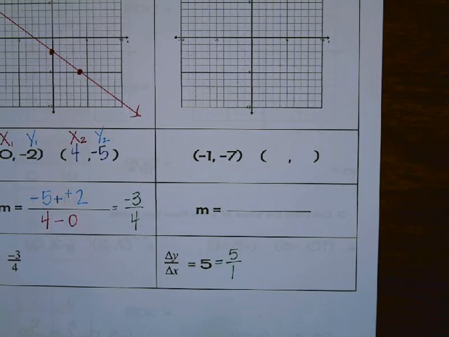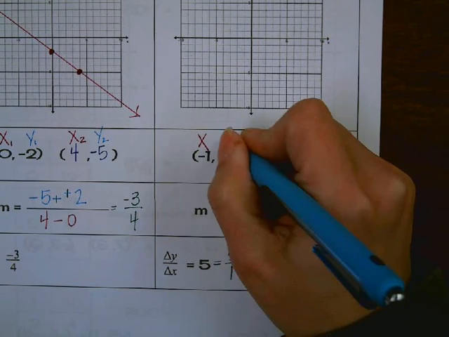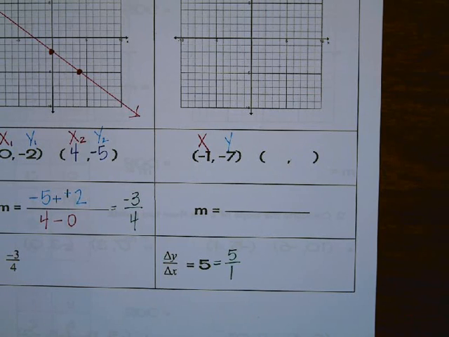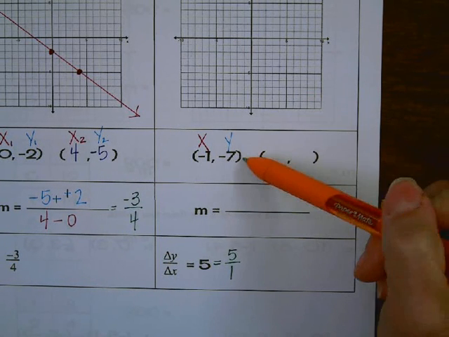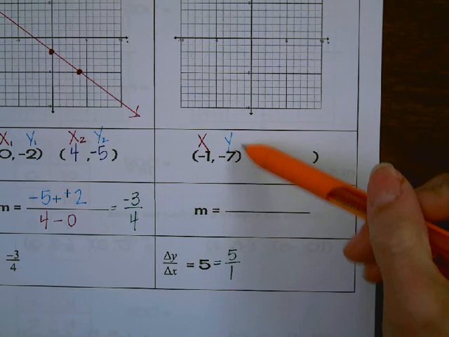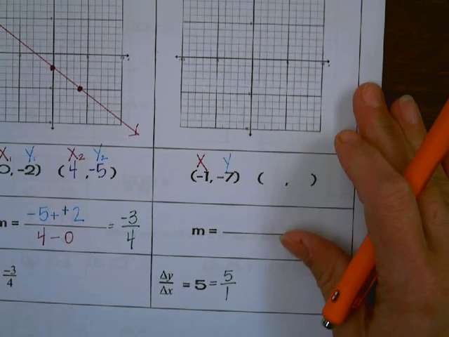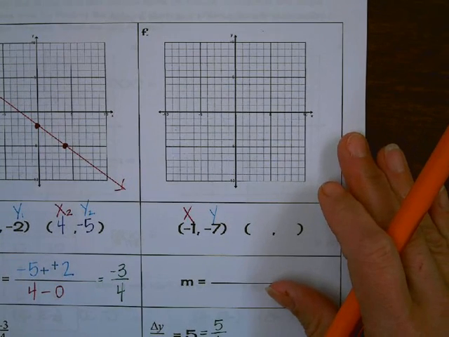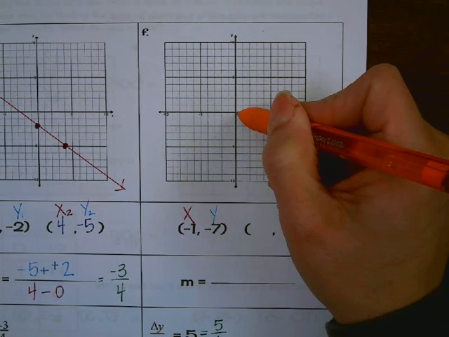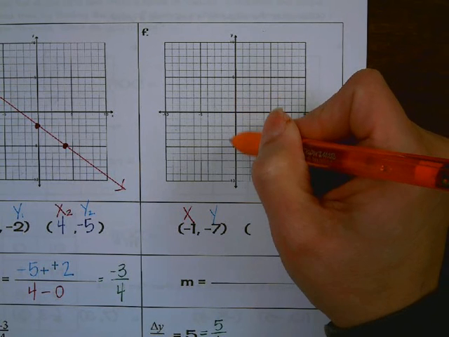I know that this is my x, and my -7 is my y. So I go to plot them, remembering that when we plot our x values, that's telling us to go left or right, and our y values are telling us to go up or down. The fact that this is a -1 tells me I've got to go to the left 1. So I start at my origin, I go to the left 1, and then my 7 is negative, so I have to go down 7 and put a point.